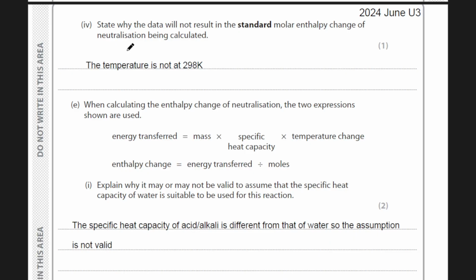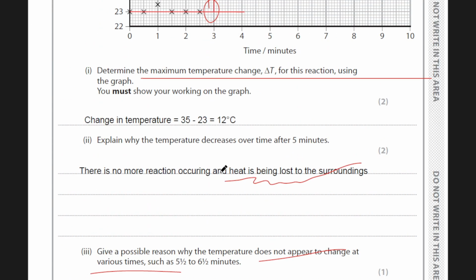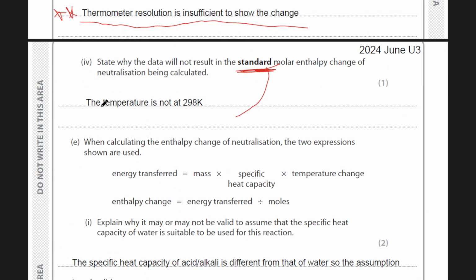Moving on, state why the data will not result in the standard molar enthalpy change of neutralization being calculated. Remember, for standard, one of the most important conditions is to ensure that the reaction is performed under standard conditions, such as the standard temperature, which is 298 Kelvin. We can clearly see it's not performed at 298 Kelvin, so we can write that since the temperature is not at 298 Kelvin, the molar enthalpy of neutralization being calculated is not standard.